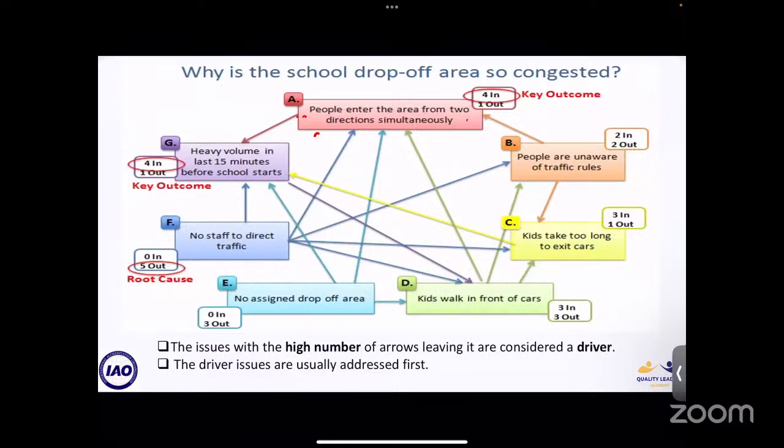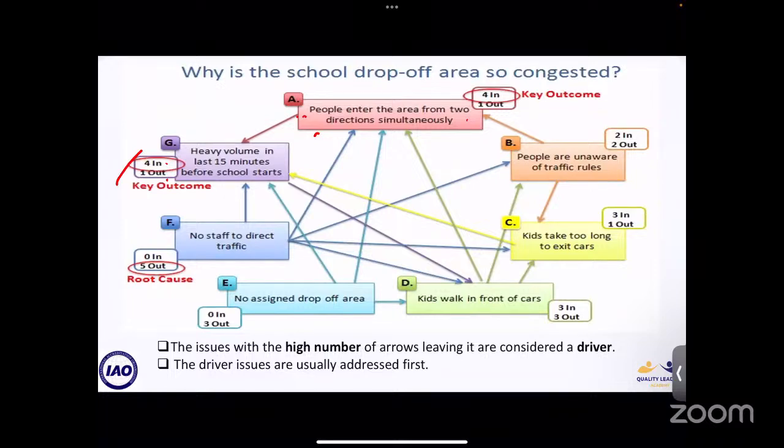If a problem has four in and one out. Heavy volume in the last 15 minutes before school starts. It means this problem was caused by four other problems, but has only led to one problem. So where this arrow is going.